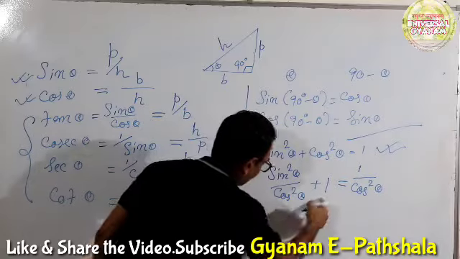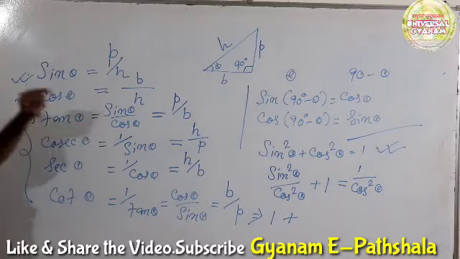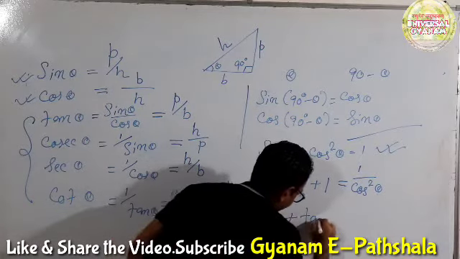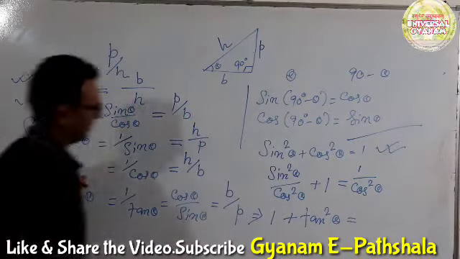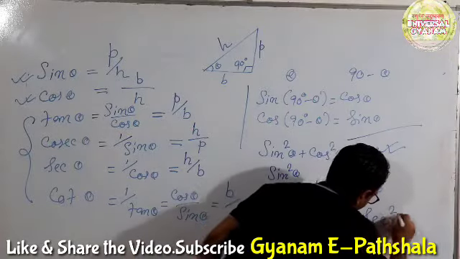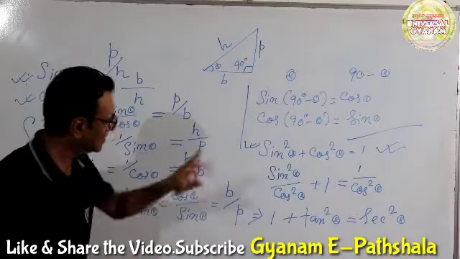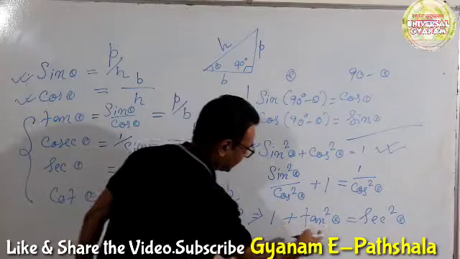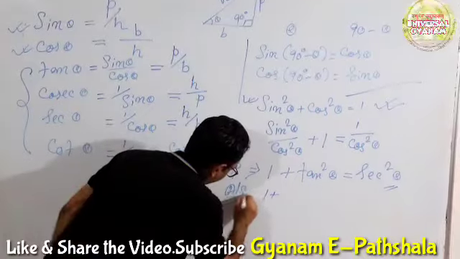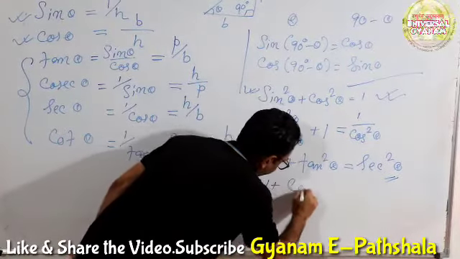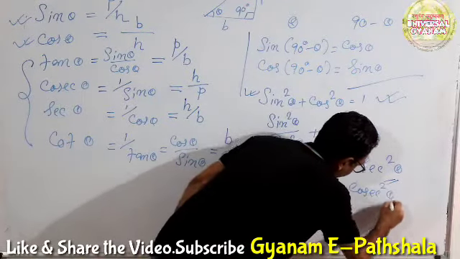This implies this 1 is 1, this plus is plus. Sine by cos is tan. I get here tan square theta. 1 by cos is sec. I get here sec square theta. So once I remember sine square theta plus cos square theta equal to 1, I come to the second identity: 1 plus tan square theta equal to sec square theta. Likewise, 1 plus, in place of tan I write cot, 1 plus cot square theta. This is nothing but cosec square theta.